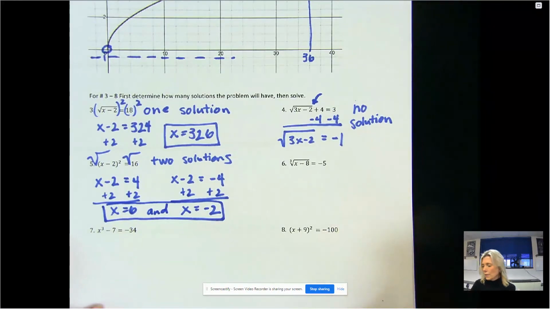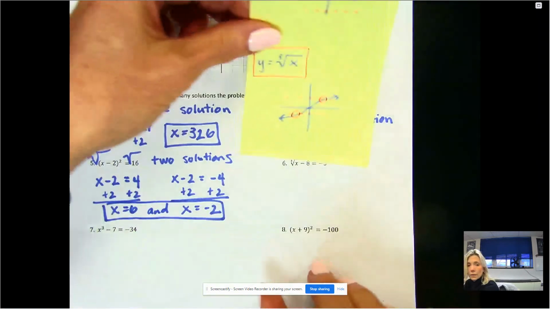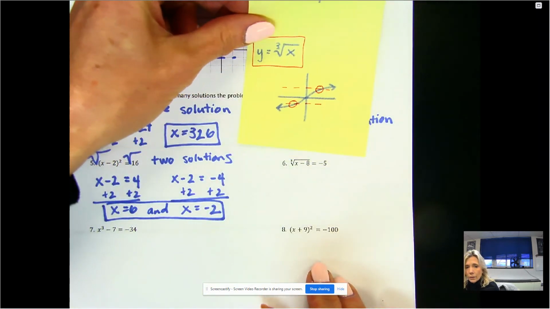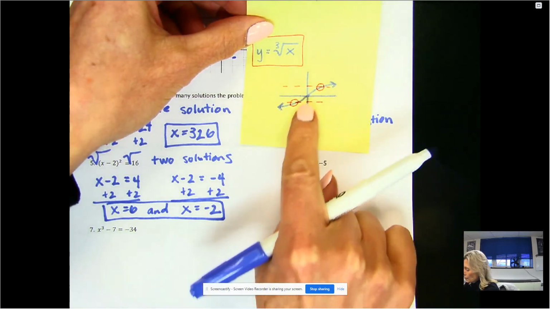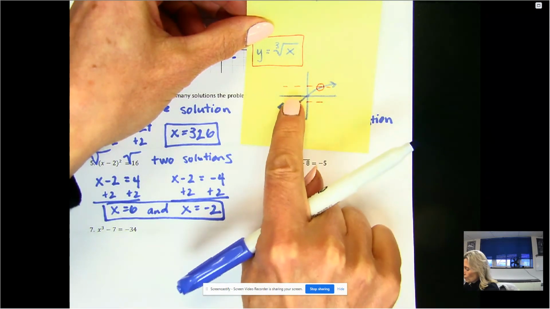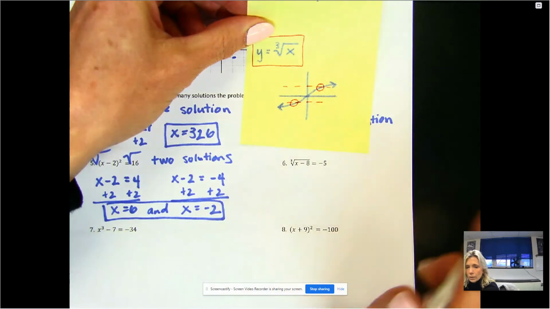Okay, on number 6, we have the cubed root of x minus 8 is equal to negative 5. So the cubed root graph, here's the cubed root graph, and here's the negative side. So it will have one solution.